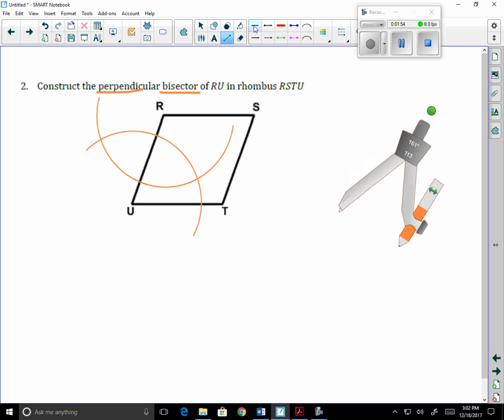Now because it's a perpendicular bisector, remember that when we draw this, it is a line. So we want to draw this and put arrows on the end of it. Make sure that you do that with your pen.